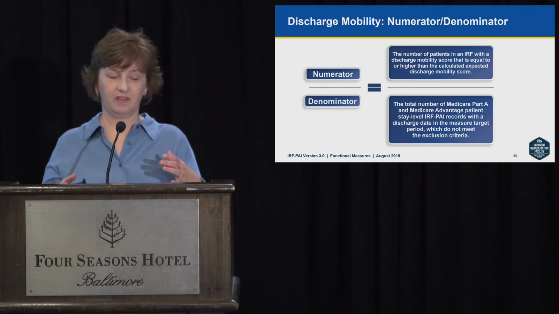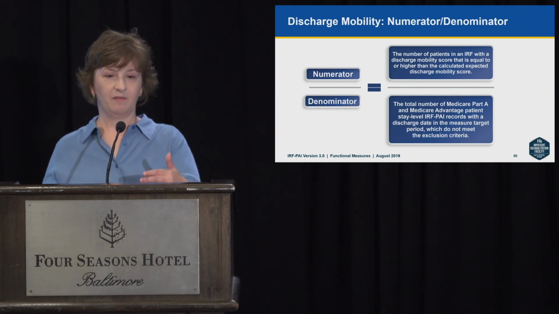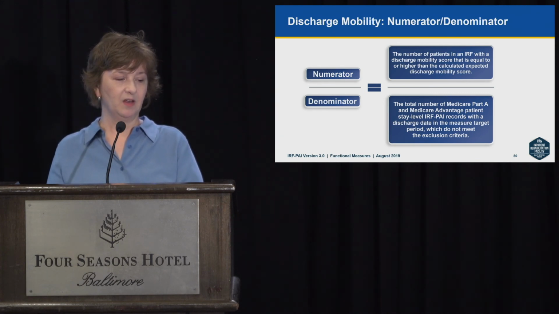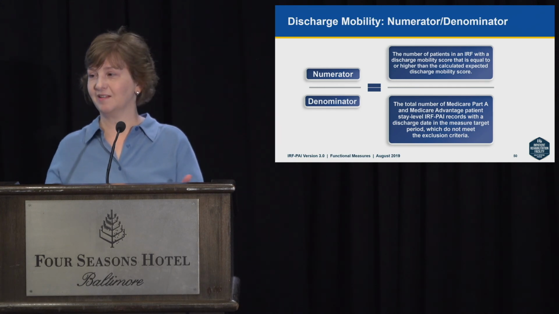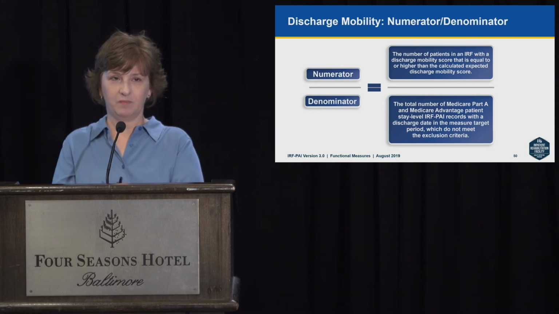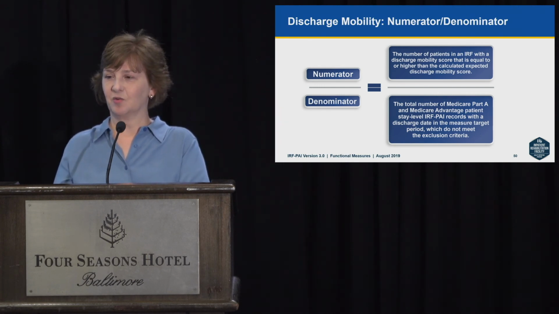So among the stays that meet the criteria for being in the denominator, there's a review of each of those records to see the number of patients in the IRF during that period with a discharge mobility score that is equal to or higher than the calculated expected discharge mobility score. So again, another example here, let's say we have one patient who has an observed score of, I'm just going to make this up, 80. And let's say the expected score was 78.